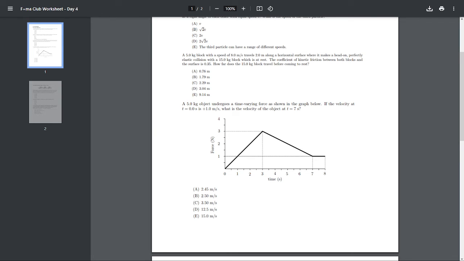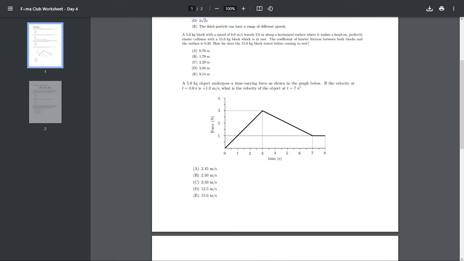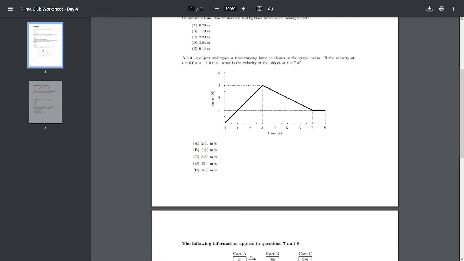All right. So here's where the impulse stuff comes in. There's actually a much harder impulse question on one of the FMUC things, but I just didn't bother putting it in. A 5 kilogram object undergoes a time-varying force shown in the graph below. If the velocity at t equals 0 seconds is 1 meter per second positive, then what is the velocity of the object at 7 seconds, t equals 7 seconds? So let's first draw out this graph.